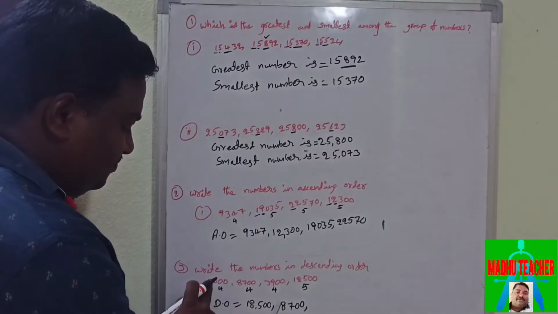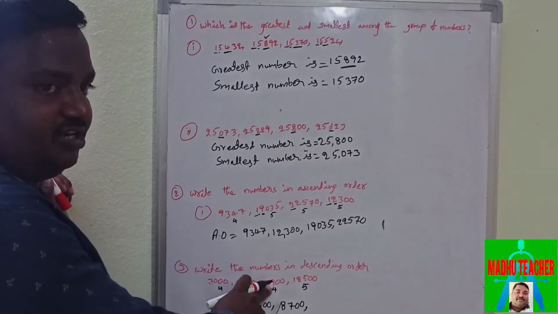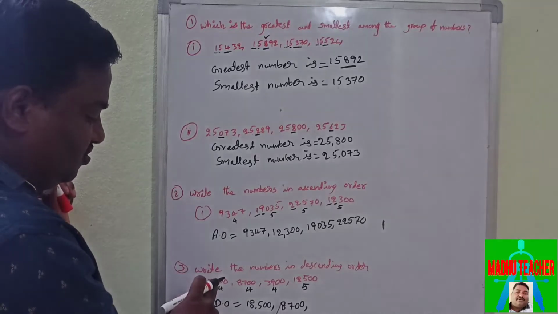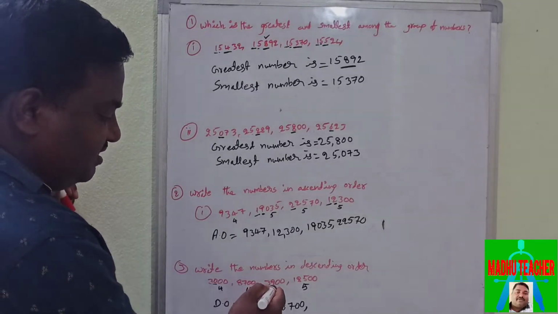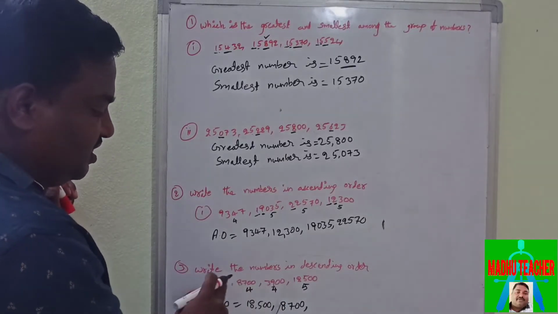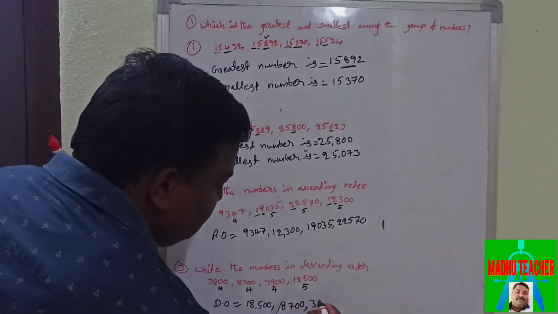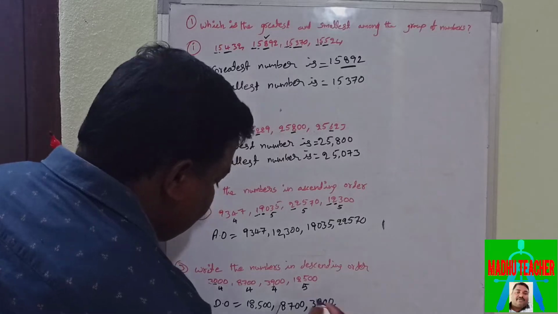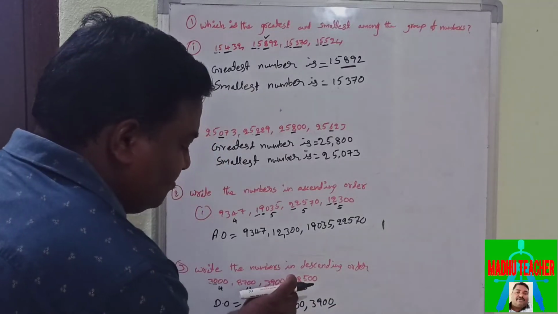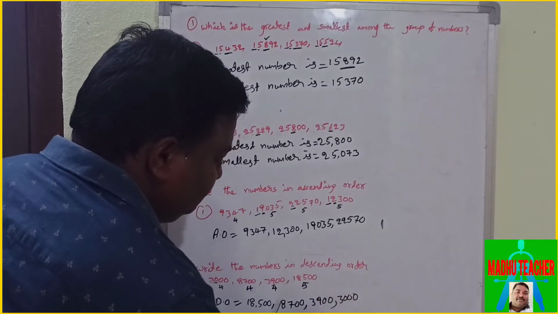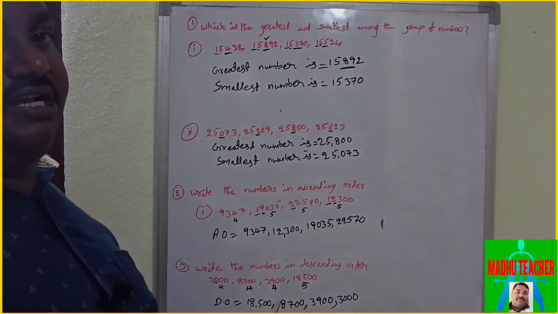Among these three, the first digits are equal, so go to the next digit from left. So it has 0 and it has 9. In this, which is greater? 9 is greater. So we can say that 3900 is greater than this number. So we have to write this number first and then 300. So this is the descending order.